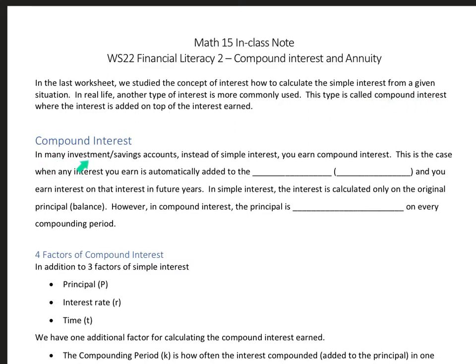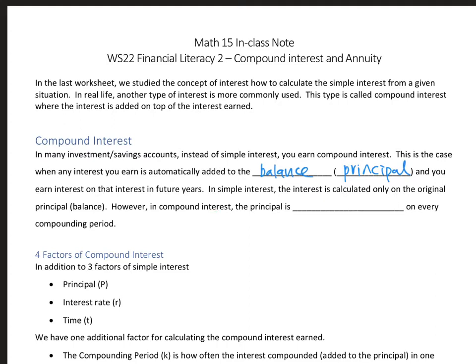In many investment and saving accounts, instead of simple interest, you earn compound interest. This is the case when any interest you earn is automatically added to the balance, also known as the principal, right? So whatever interest you earn, it's added automatically, and you earn interest on that interest in the future. So you get interest on the interest that you earned.